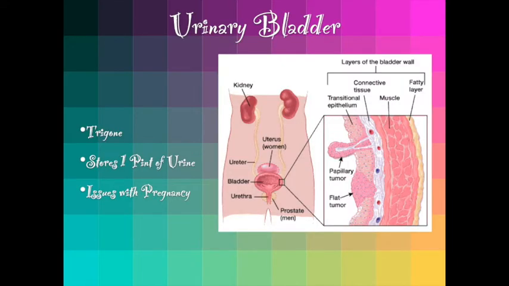The urinary bladder is a hollow muscular organ that is a reservoir for urine. It is located in the anterior portion of the pelvic cavity behind the pubic symphysis and stores about 1 pint of urine. In a pregnant woman, the uterus rests on the bladder, and this pressure may decrease its capacity.